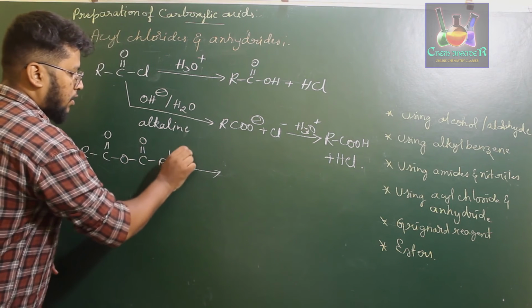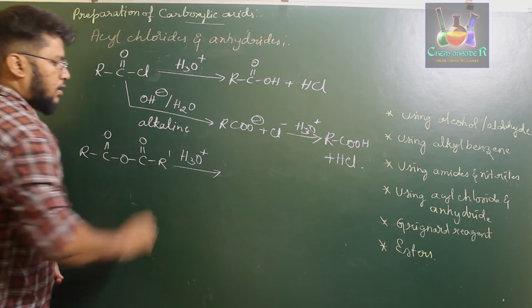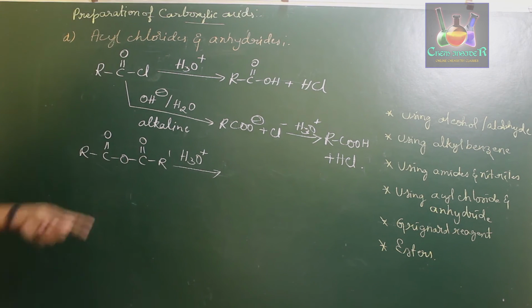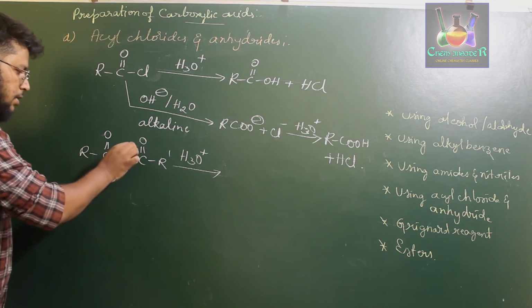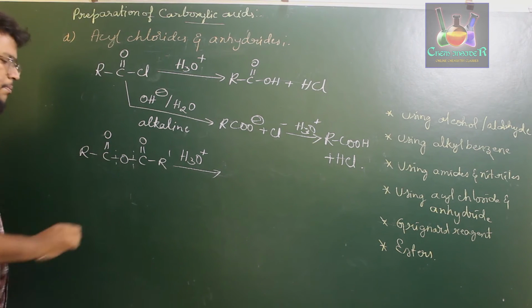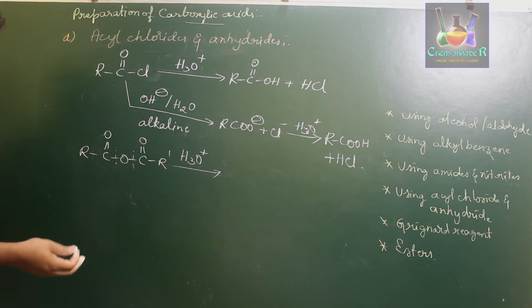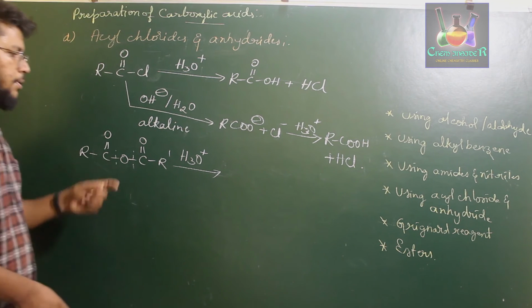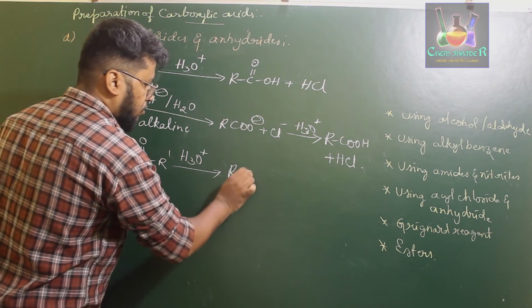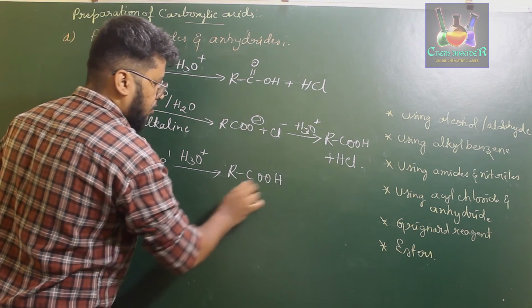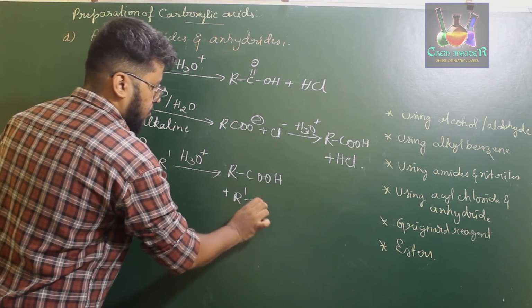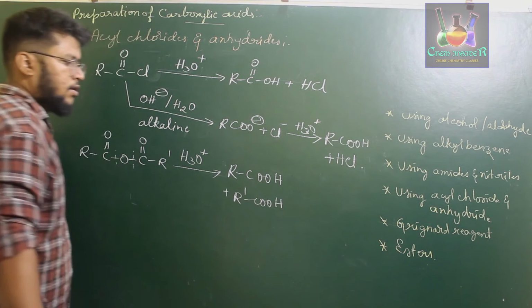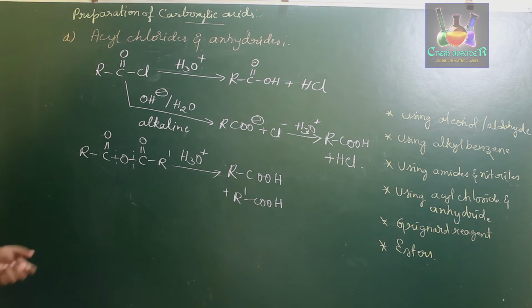So when you treat them with H3O+, that is hydronium ion, one of the carbon-oxygen bonds of the anhydride breaks down. So this particular bond or this bond might break down depending upon the stability of the alkyl groups present on either side. Okay, so they break down to form two carboxylic acid groups, RCOOH and R'COOH. So this is the reaction of an anhydride forming a carboxylic acid.